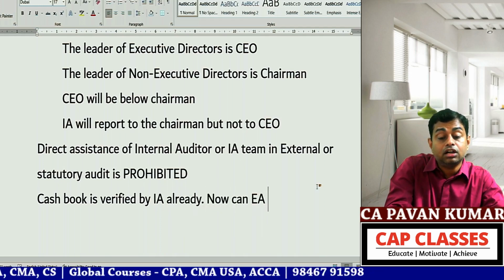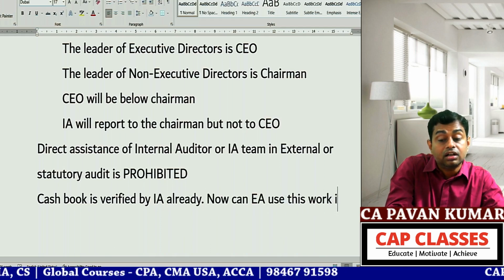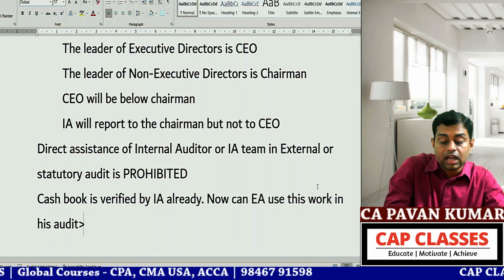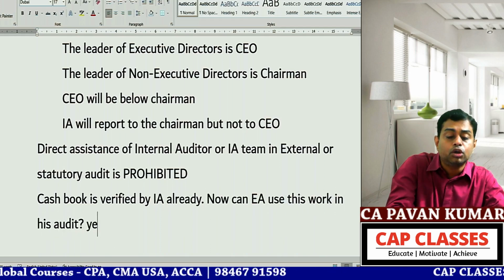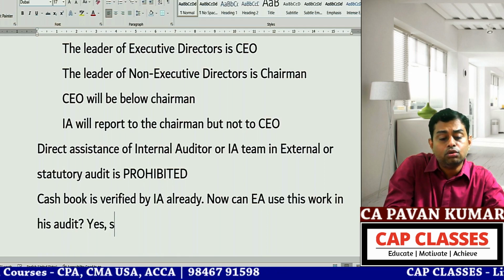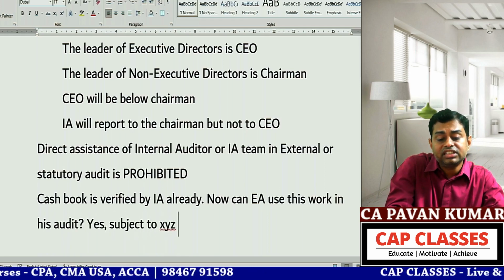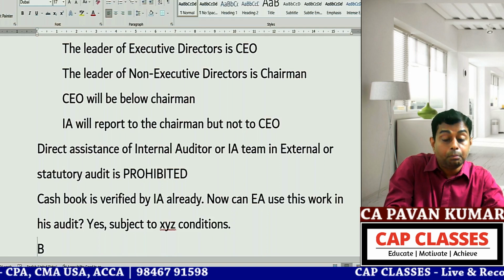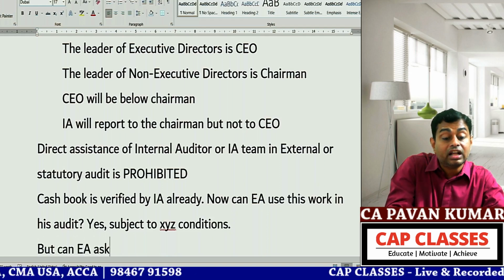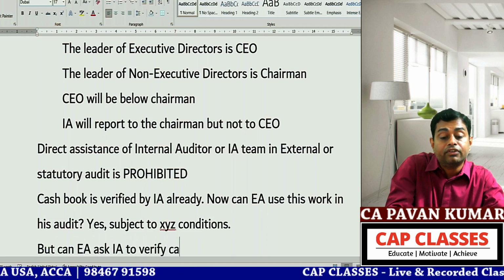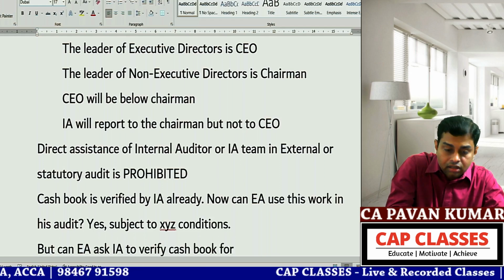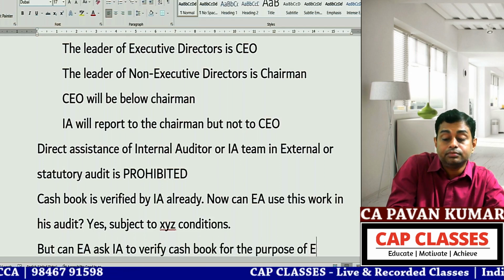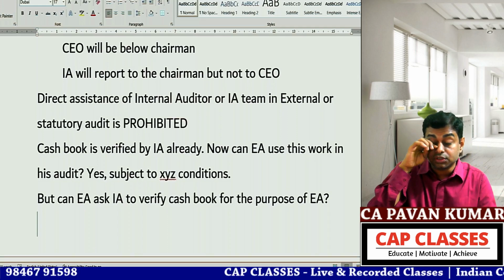Now, can the external auditor use this work in his audit? The answer is yes, depending on so many cases. Yes, subject to XYZ conditions. But can the external auditor ask the internal auditor to verify the cash book for the purpose of the external audit? The answer is no.